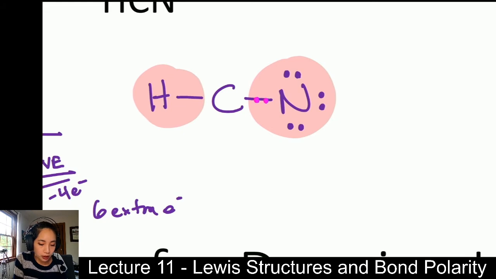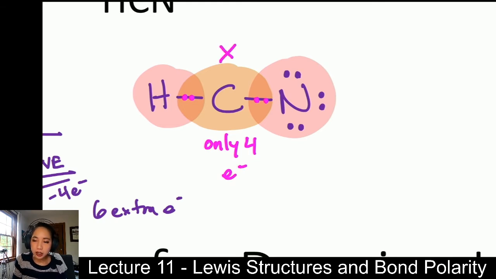Hydrogen is also happy because it has 2 electrons. It also has its 2 valence electrons that it needs. So the last step, check the octet of all the atoms. If we look at the electrons around carbon, carbon only has 4. So carbon does not have a fulfilled octet. Well, rats, what are we going to do? So this brings us to one last step.